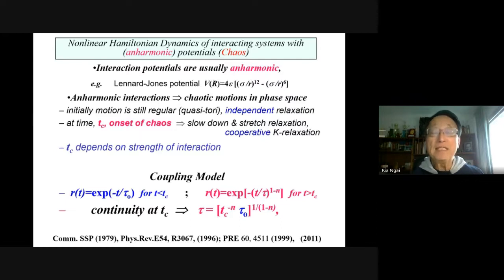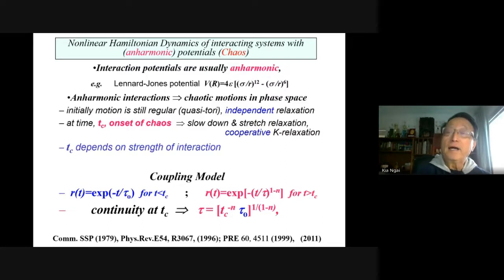Now this is the result, but the main thing I will show you is near the bottom line. When you look at the quasi-continuity at tc, you get this coupling model equation. Now this equation is most important. In my 40-some years, it generates all the results, which I'll show you later. There are two quantities, tau zero and tc. tc is independent of temperature and pressure. It just depends on the strength of the interaction potential.